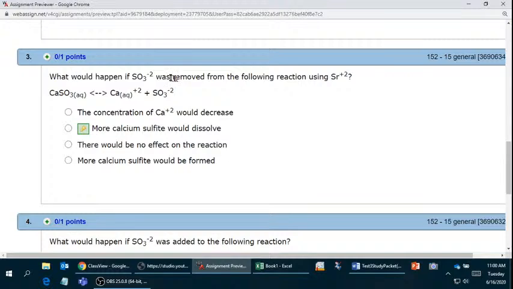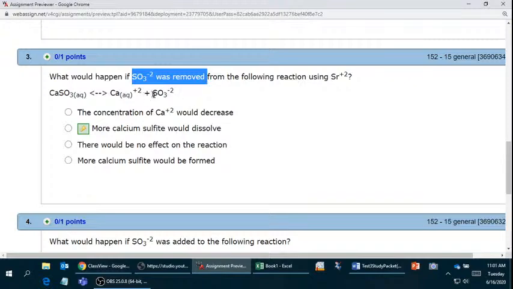What would happen if SO3 minus 2 was removed from the reaction using strontium plus 2? What the strontium plus 2 does is remove the SO3 minus 2 as strontium sulfite. It's an insoluble salt. So what you're doing here is selectively decreasing the concentration of SO3 minus 2. So this is the relevant part: SO3 minus 2 was removed.